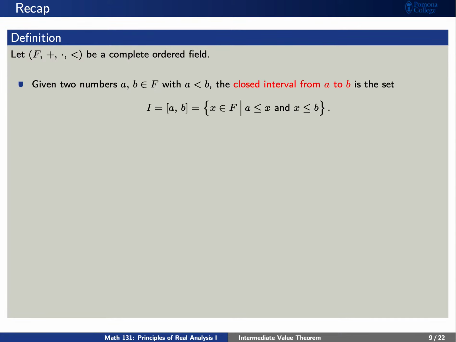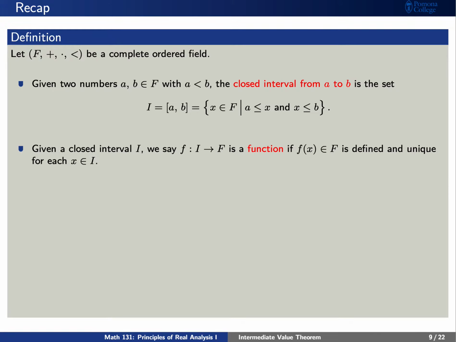Given any two numbers a and b, where a is less than b, we'll define the closed interval from a to b as the set of those x such that x is greater than or equal to a, and x is less than or equal to b. Given a closed interval I, we'll say that a function lowercase f going from the interval I to the complete ordered field F is a function if each f of x is defined and unique whenever x is an element of the closed interval.